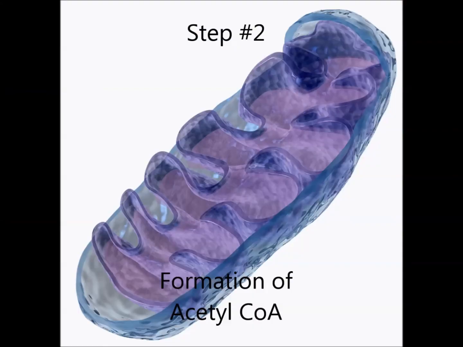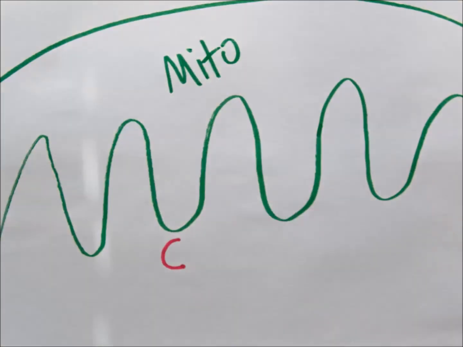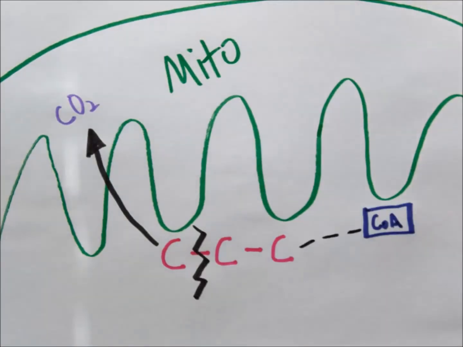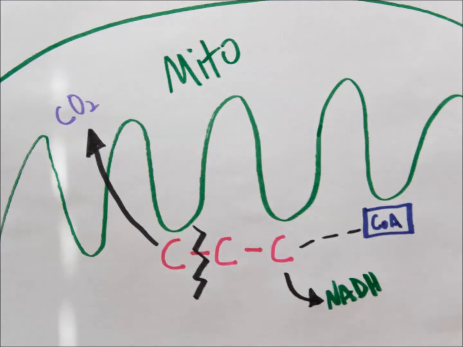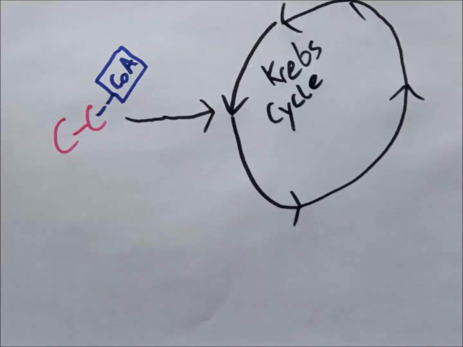The second step of cellular respiration is the formation of acetyl-CoA. This takes place in the mitochondrial matrix. The two pyruvates lose a carbon that is made into CO2, but they are replaced with coenzyme A, creating acetyl-CoA. Also, more NADH is created in this process. The CoA and acetyl-CoA help bond the two carbons to oxaloacetate in the next step, known as the Krebs cycle.